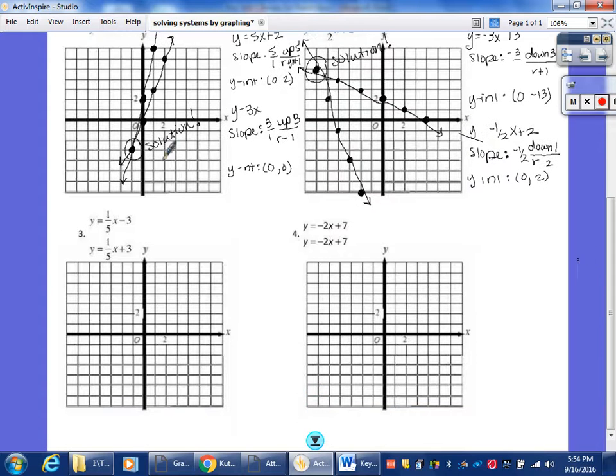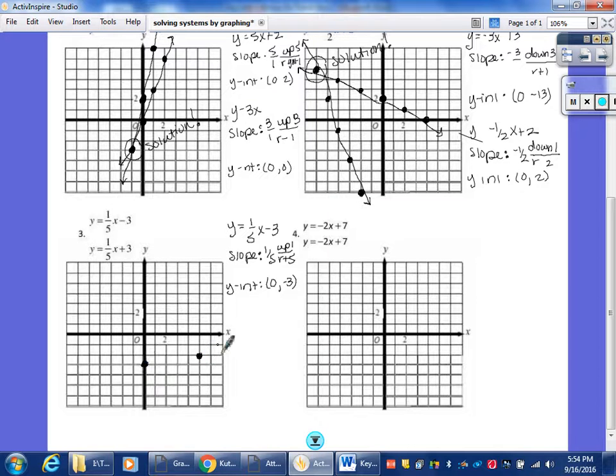I'm going to graph these lines. So I've got y equals 1/5x minus 3. The slope here is 1 over 5, which is up 1 and right 5. And the y-intercept is 0, negative 3. And so if I plot the y-intercept at 0, negative 3, it's right here. And then my slope is positive 1/5, so I go up 1 and to the right 1, 2, 3, 4, 5.